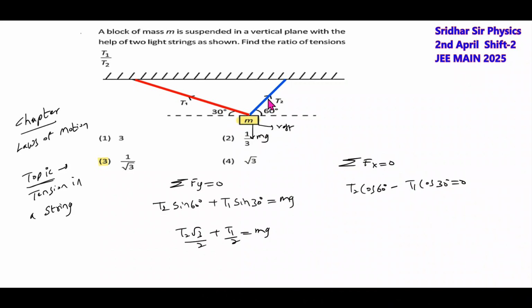So along x, the opposing forces are T2 cos 60 and T1 cos 30. He's asking the ratio of tension, T1 by T2. Cos 60 degree by cos 30 degree. This is T1 by T2. Cos 60 is 1 by 2. Cos 30 is root 3 by 2. So T1 by T2 will be 1 by root 3.